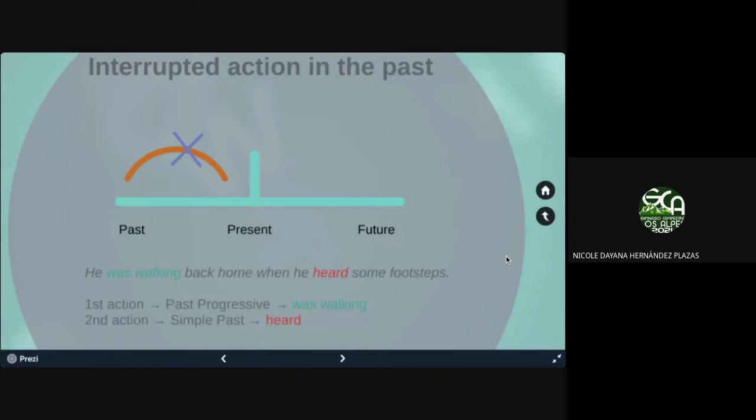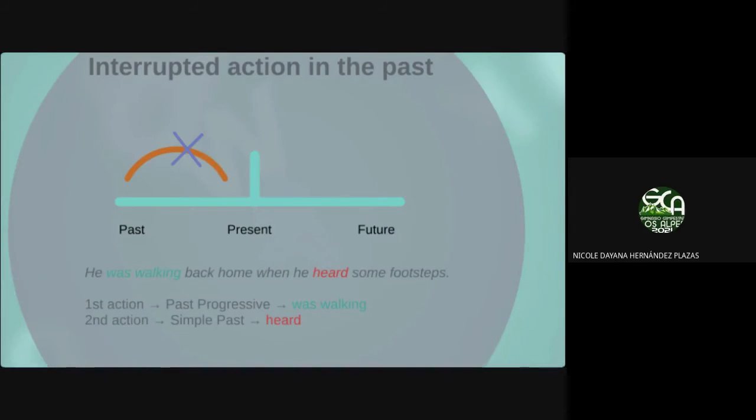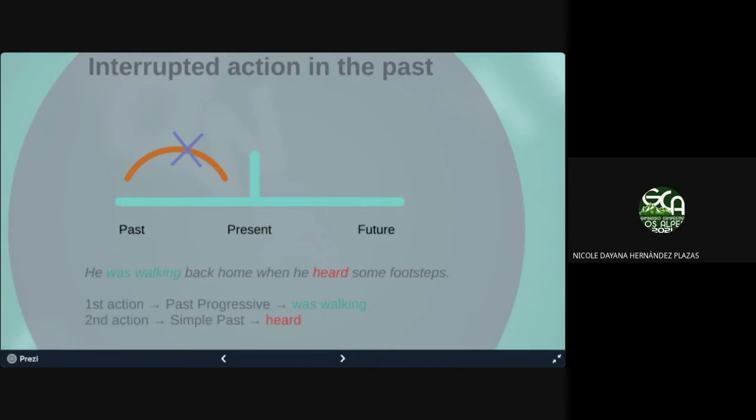Questions up to this point? Interrupted action in the past. Questions about this first use? So go ahead, take some time for your notes.